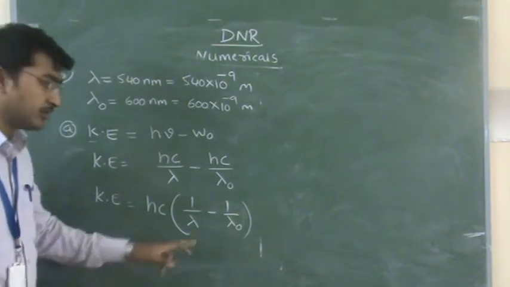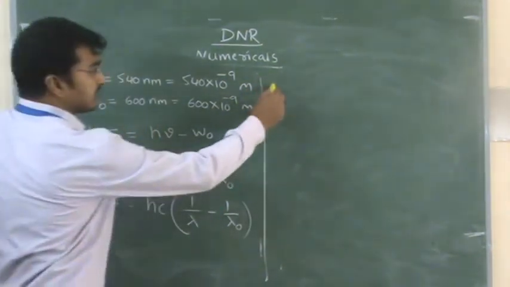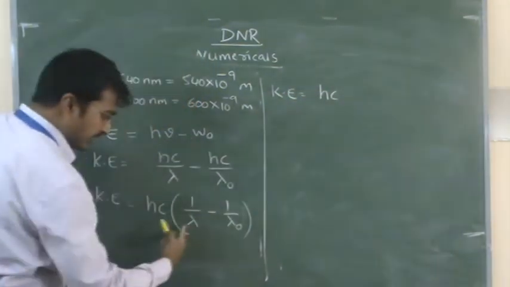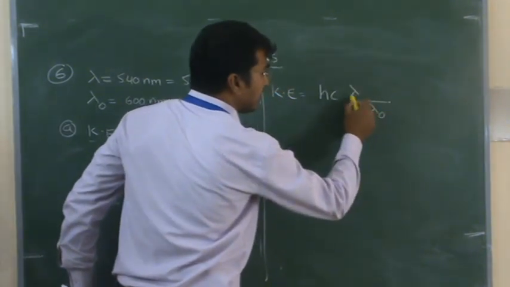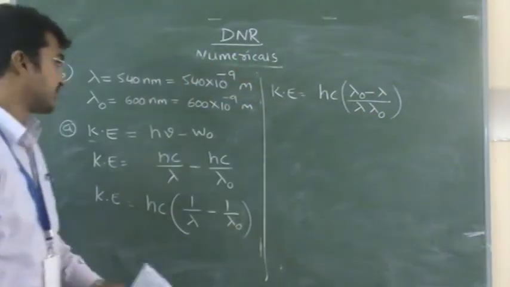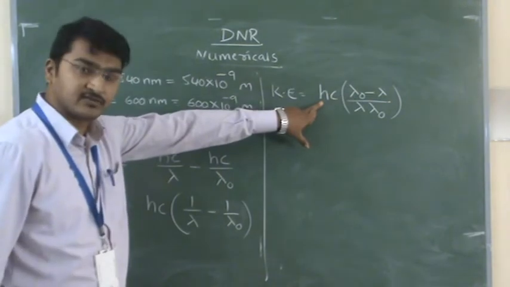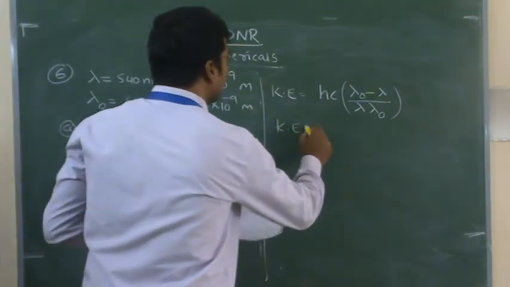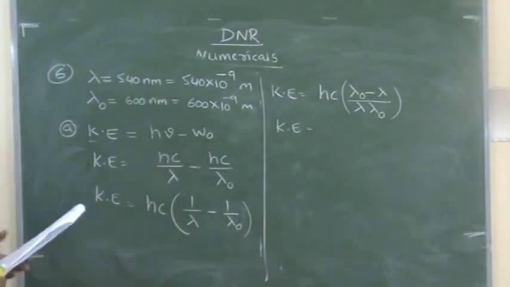Be careful while doing this. Otherwise, you can convert it like this also. Kinetic energy is equal to hc into, if you take the LCM, lambda naught minus lambda divided by lambda into lambda naught. By substituting the lambda naught value, the Planck constant h value and the c value, you will get the kinetic energy in joules. You can convert it to electron volts.